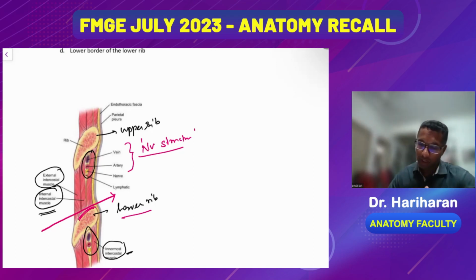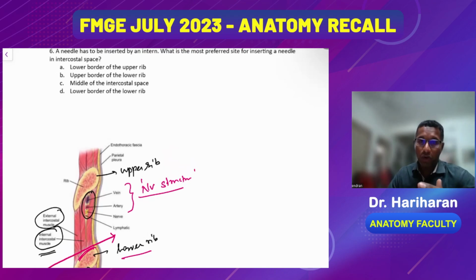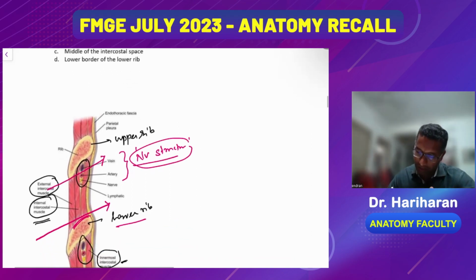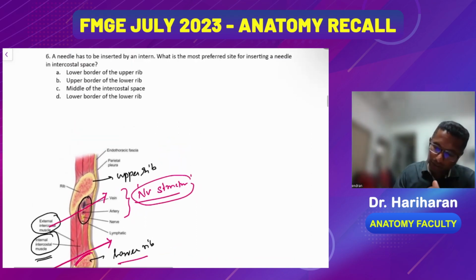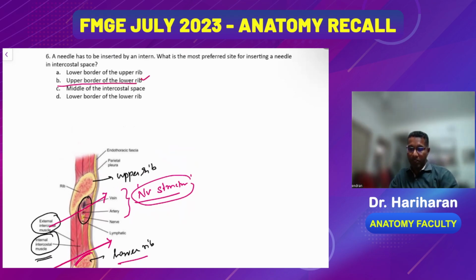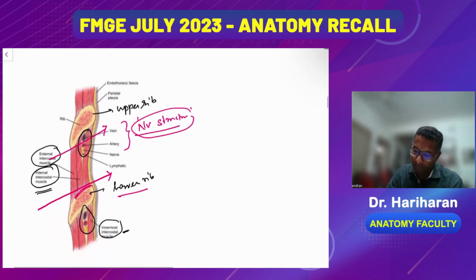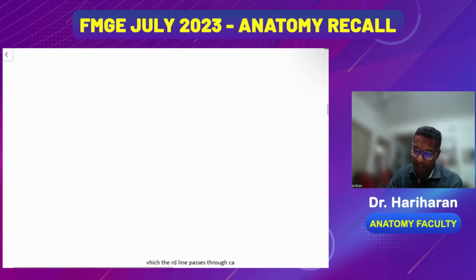So let us see the options given. They have given the lower border of the upper rib. If you put the needle through the lower border of the upper rib, you are prone to injure the neurovascular structure. The upper border of the lower rib is the next option given here, and this is the best answer for this question. Fine, so we'll go to the next question.